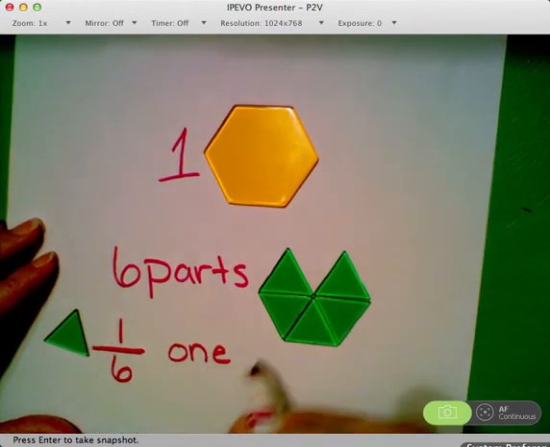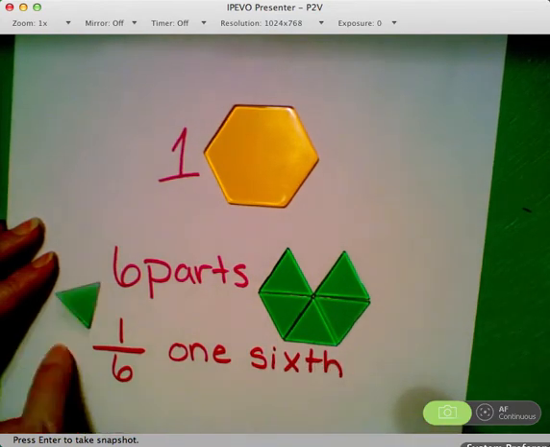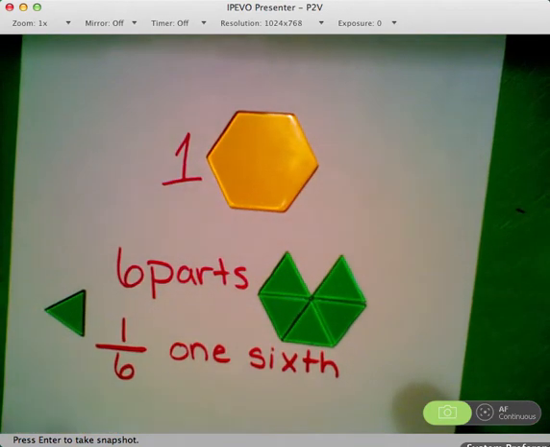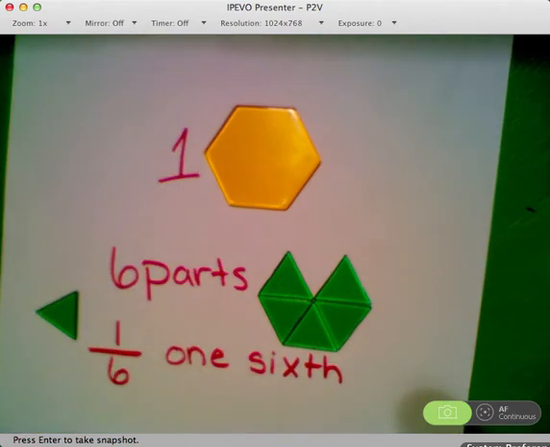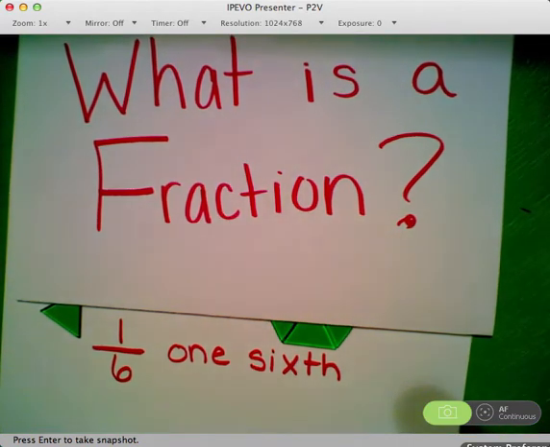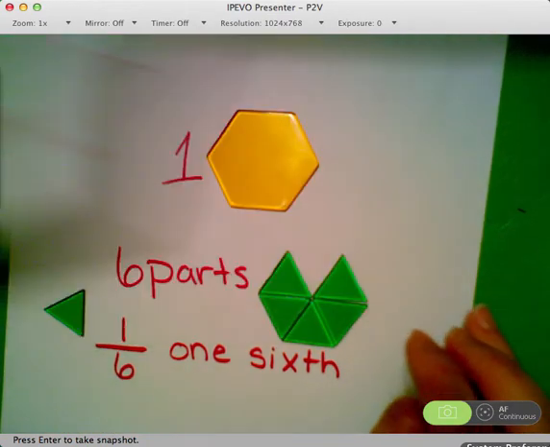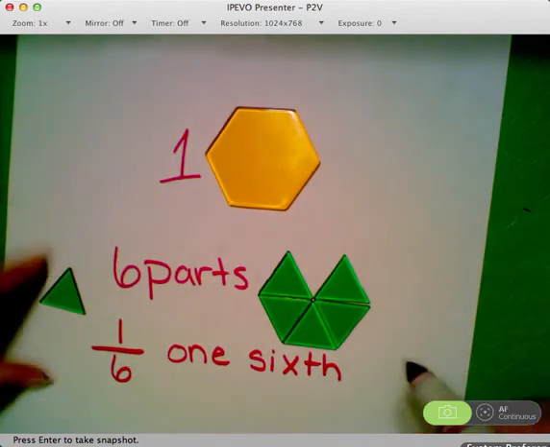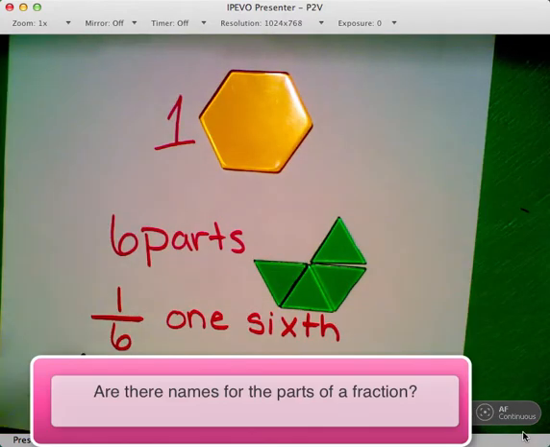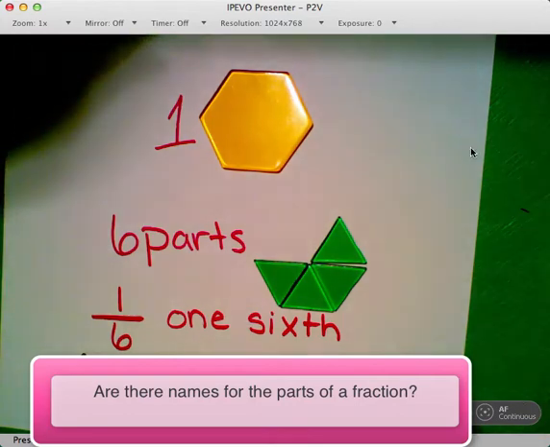It looks like this. One sixth of a hexagon. Do you know what this is? It's a fraction. 1/6 is a fraction. That is the fractional part. This 1/6 is the fractional part of a hexagon right here. Now, I wonder if these top and bottom numbers have names. What do you say we find out?